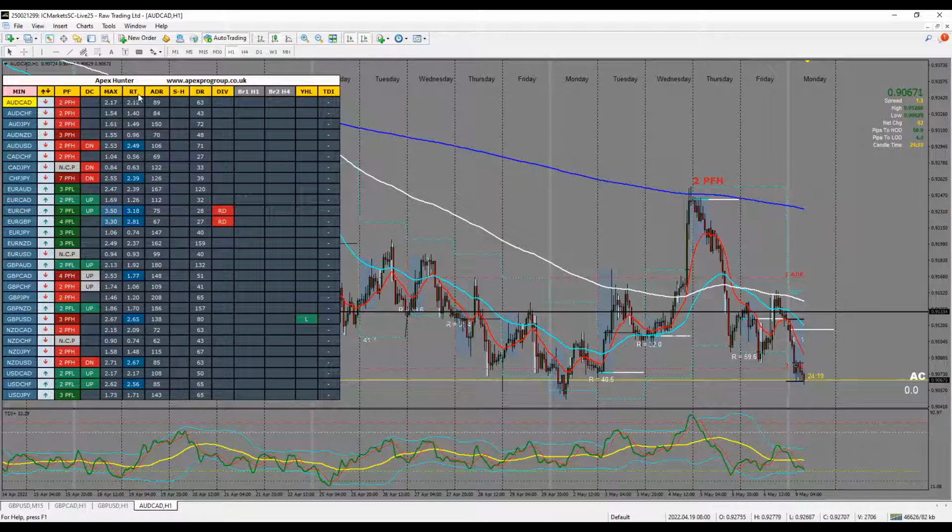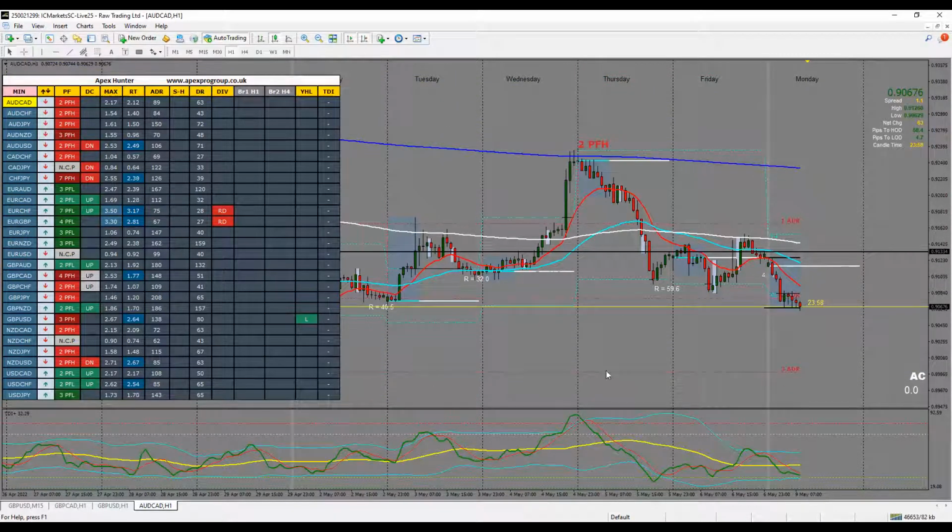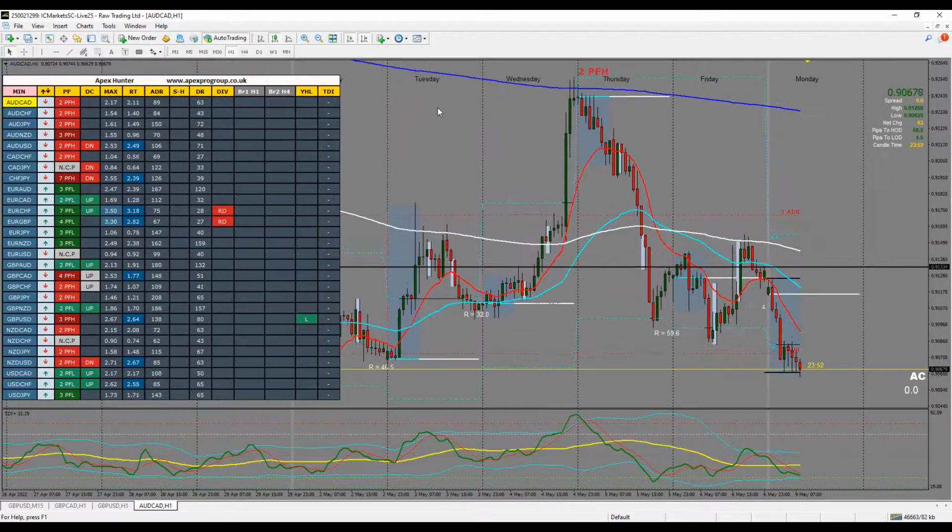So, max and real time. These relate to how far in the cycle we've moved away from the peak high or peak low. You also have these markers on the chart showing us 1 ADR, 2 ADR, and 3 ADR, projecting where this cycle may go to based on the average daily range.